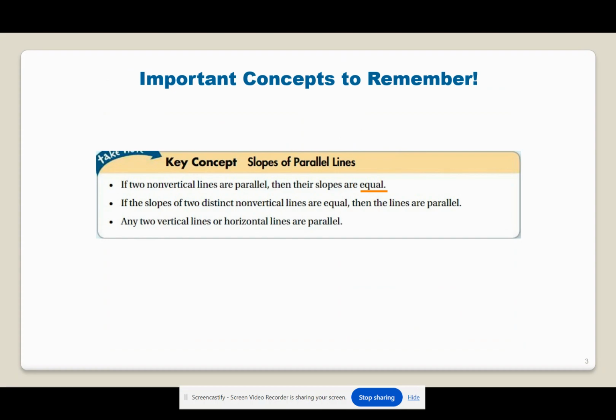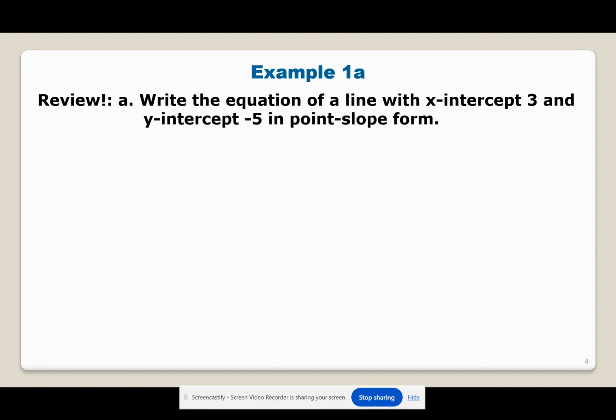Vertical lines can be parallel as well, but that means you're just going to have two undefined slopes. You can also have two horizontal lines that are parallel. Your slope will just be 0 for both of those. So those can be easy to miss. Okay. So let's just jump in and try one. I think that's the easiest way to do this.